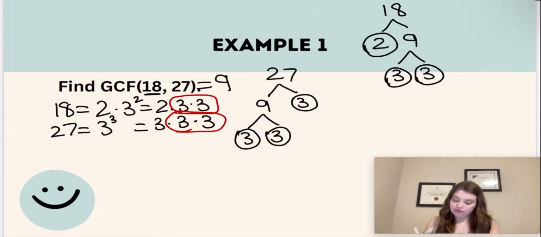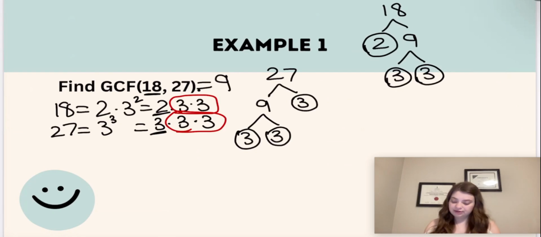Notice I did not include the 2 or the third 3 because these are not prime factors that both of the numbers have in common. We need to only use the prime factors that they have in common. And also the multiplicity, the number of times they occur, also needs to be taken into account. So that's the way this method works.